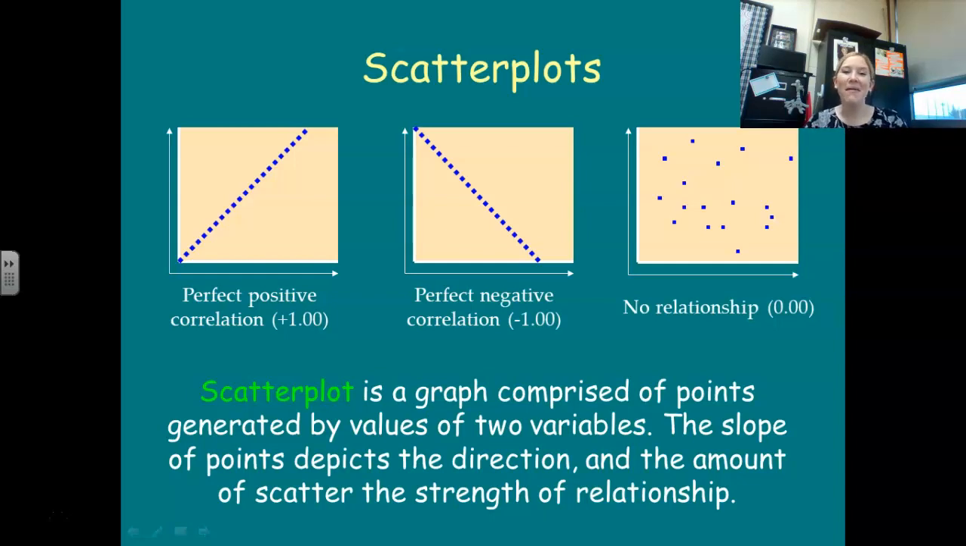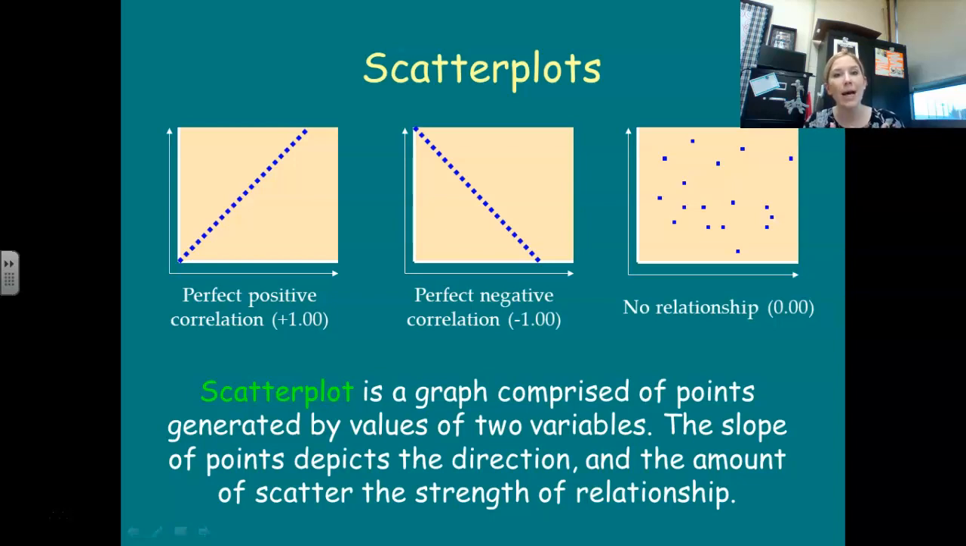Scatter plots are graphs that we use within correlational data that take the points with which we're looking at these relationships and place them in a visual manner. It helps us to see a slope of the variables we're looking at, to see the direction and the amount of strength of the relationship.